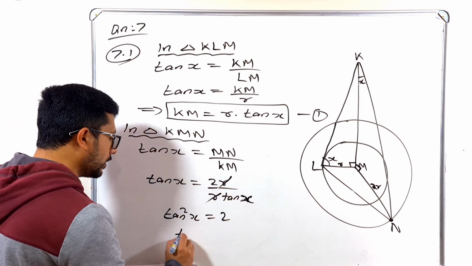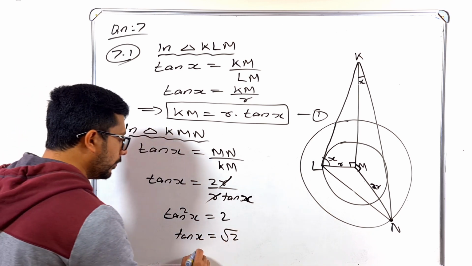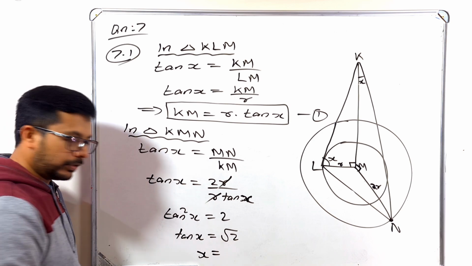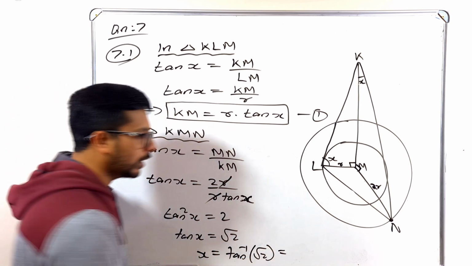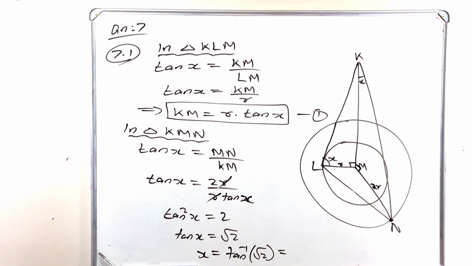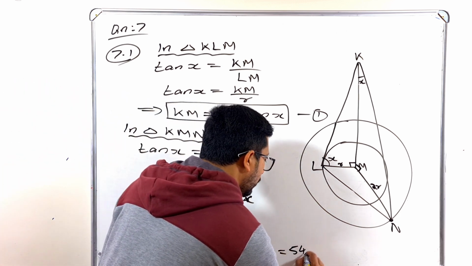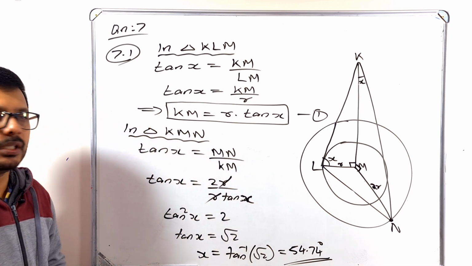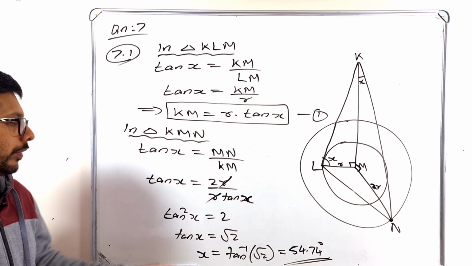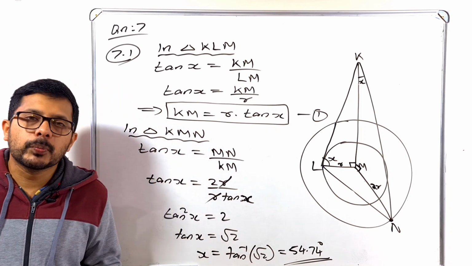So from there, what is tan x? Tan x is equal to square root of 2. So from there, how can you find x? Yeah, tan inverse of square root of 2. Check in your calculator, what is tan inverse of square root of 2? 54.74. That means the value of x is 54.74 degrees. Okay, that is question number 7.1.